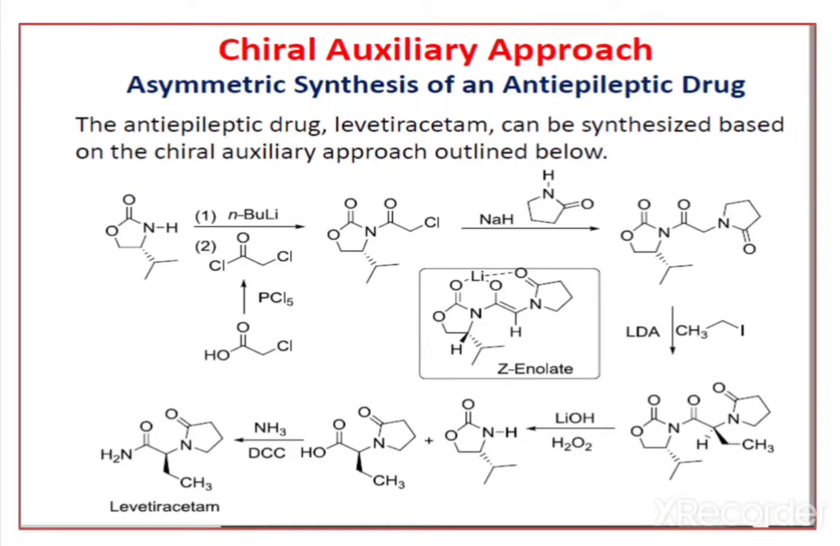Second example, the chiral auxiliary approach, that is asymmetric synthesis of an antipyretic drug. The antipyretic drug can be synthesized based on the chiral auxiliary approach outlined below. Here again, the same mechanism as discussed in the previous slide.